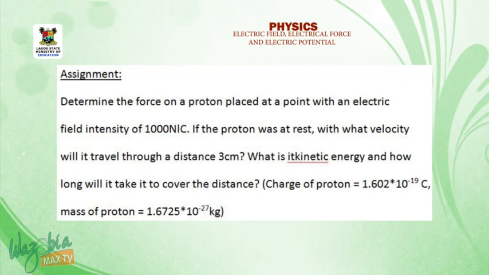The question reads, determine the force on a proton placed at a point with an electric field intensity of 1000 newton per coulomb. If the proton was at rest, with what velocity will it travel through a distance of 3 centimeters? What is the kinetic energy and how long will it take to cover the distance? Charge of proton, 1.602 times 10 raised to negative 19 coulomb. Mass of proton, 1.6725 times 10 raised to negative 27, bracket close.